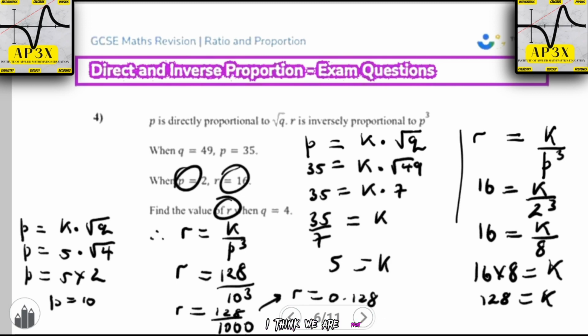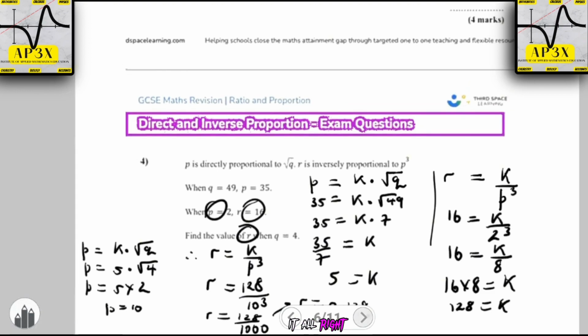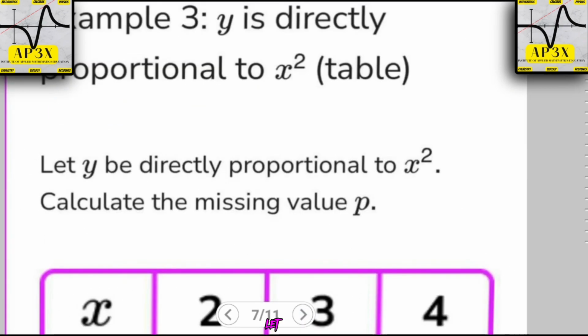I think we are right. Yeah, it looks like we are right. Q is 4, square root of 4 is 2. We had calculated K to be 5, so 5 times 2 is 10. Transpose over here P, okay, looks to be right. So it's 0.128. All right, beautiful. All right, let us continue then.